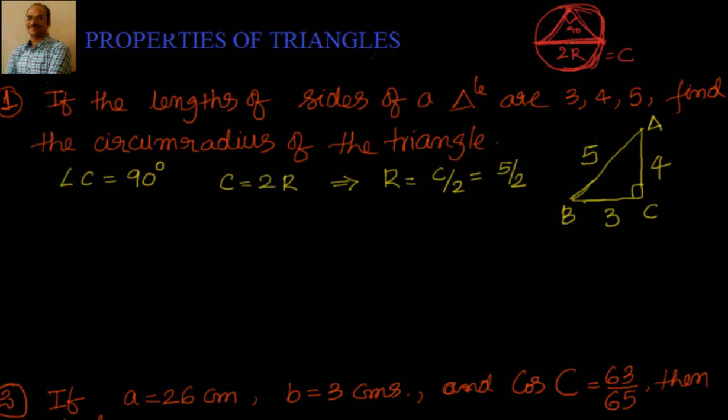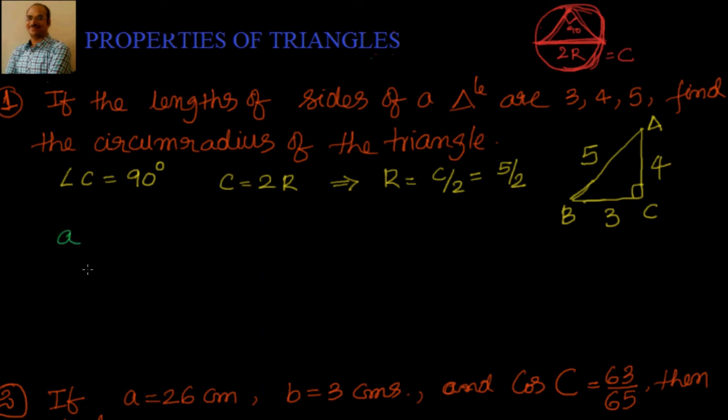Let me repeat that again. When we say that one angle is 90 degrees, we are forming a right angle triangle in the circle, and the hypotenuse should be nothing but equal to the diameter. The diameter is equal to 2R, and we also know the hypotenuse is given to us as 5. So from that we can find it out. If you are not comfortable with that, don't worry, we'll go to another way of doing it.